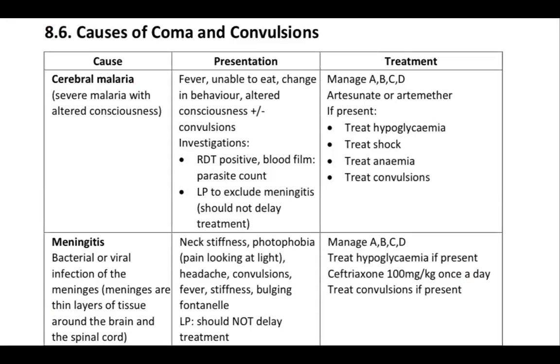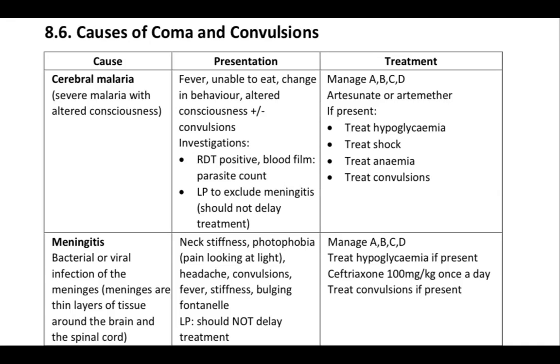So in cerebral malaria, the patient can present with fever, unable to eat, change of behavior, change of conscious level, and convulsion. So we need to perform a rapid diagnostic test, RDT, or a blood film to check the malaria parasite count. The treatment for that is artesunate or artemether, as this is severe malaria, and we'll talk about it later. And you need to treat hypoglycemia, shock, anemia, and convulsion if present.